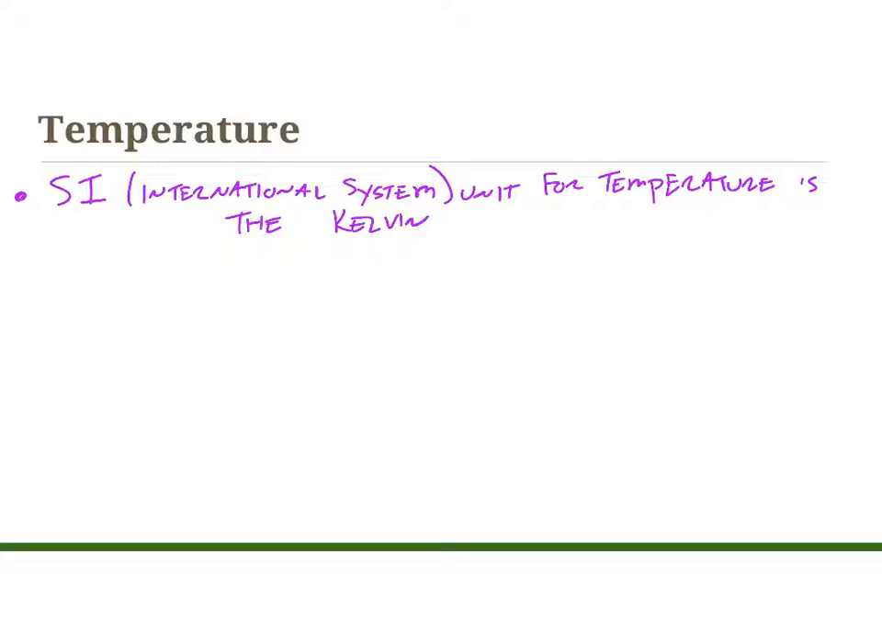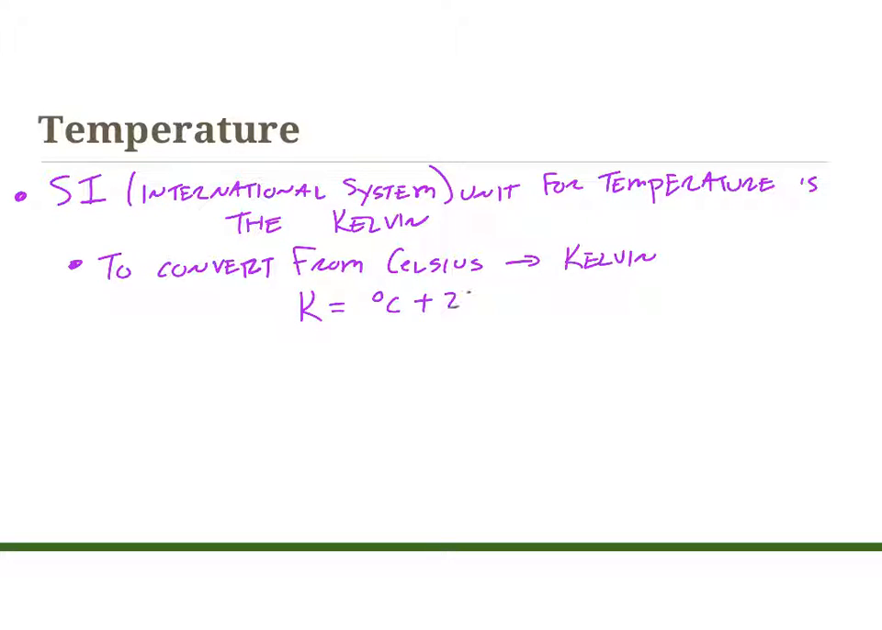Now, to convert from Celsius to Kelvin, you need the following formula, which is Kelvin is equal to degrees Celsius plus 273.